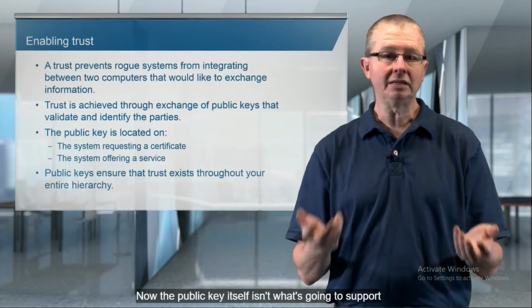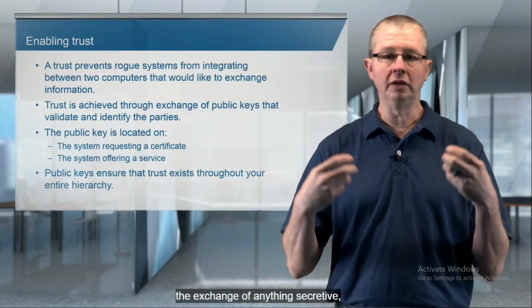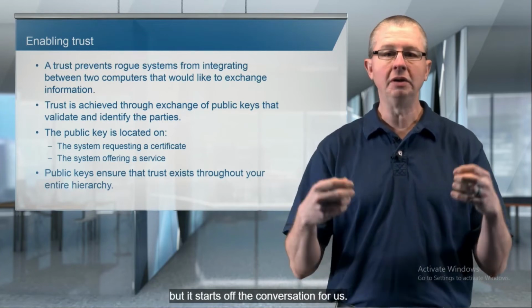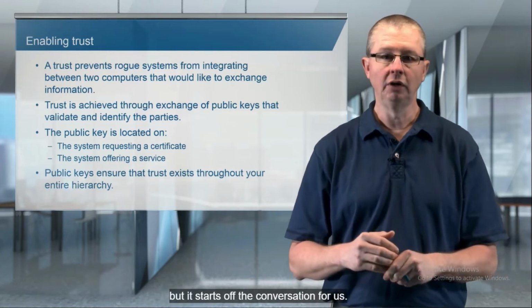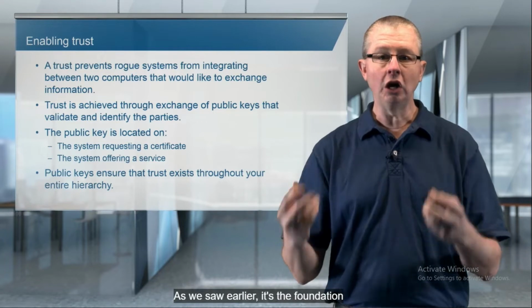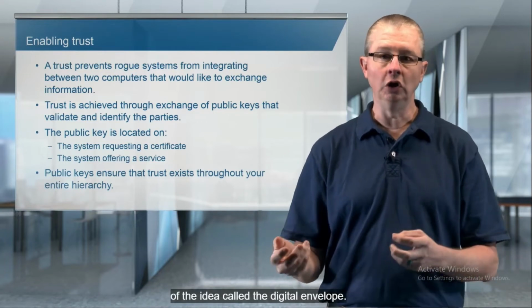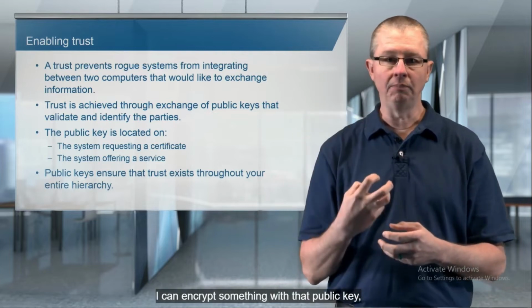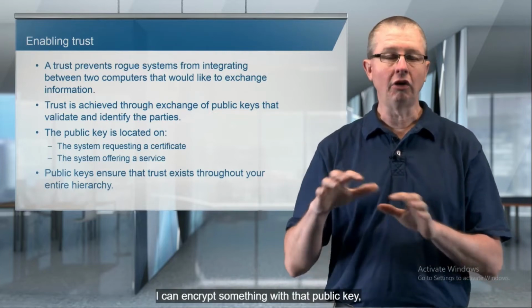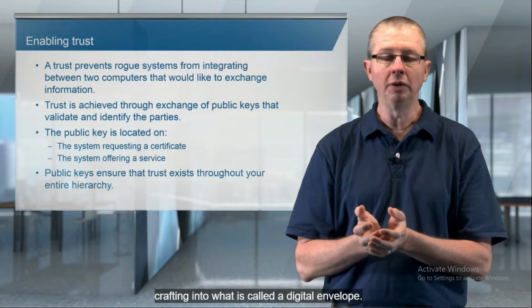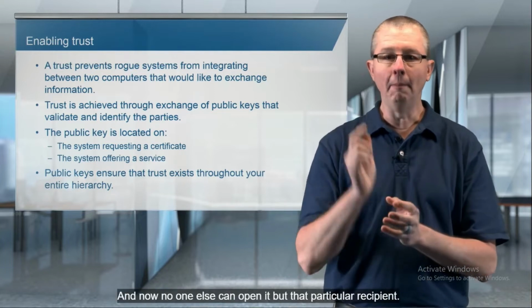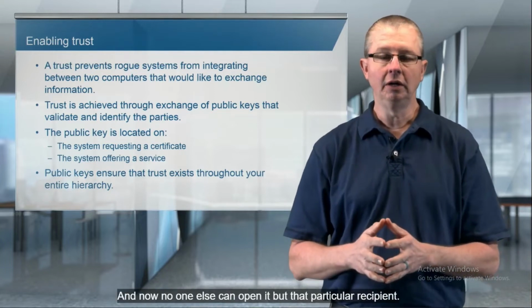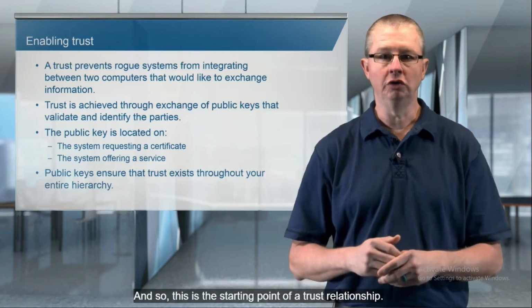Now, the public key itself isn't what's going to support the exchange of anything secretive, but it starts off the conversation for us. As we saw earlier, it's the foundation of the idea called the digital envelope. When I grab someone else's public key, I can encrypt something with that public key, crafting it into what is called a digital envelope, and now no one else can open it but that particular recipient. And so this is the starting point of a trust relationship.